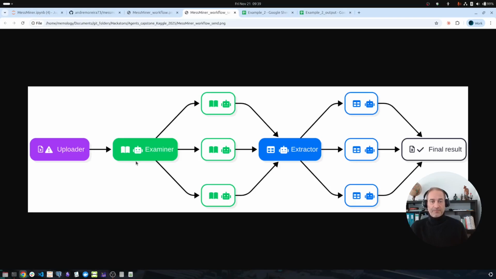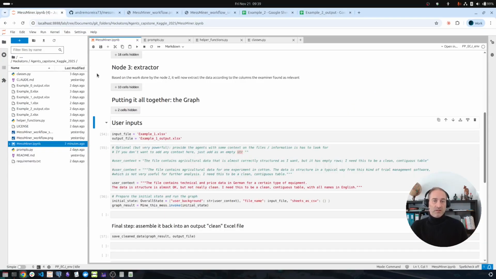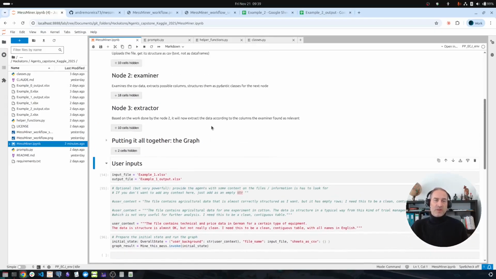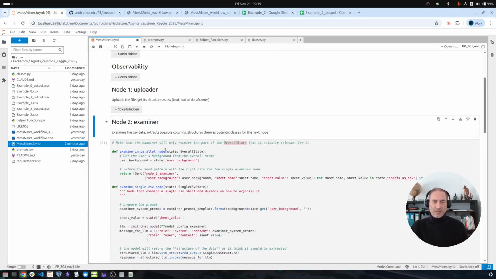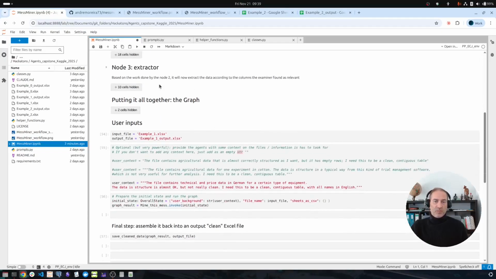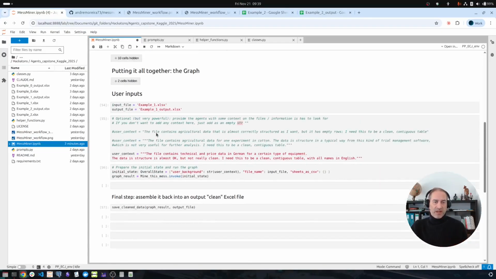I structured it in a Jupyter notebook, but also with side files there, with Python files around. Why I did that is just to make it more readable. So you have the chunky parts, which is the nodes, how I structured them. You see here how the send pattern is done and so on and so forth, and then putting it all together in a graph so you can actually play around with it.